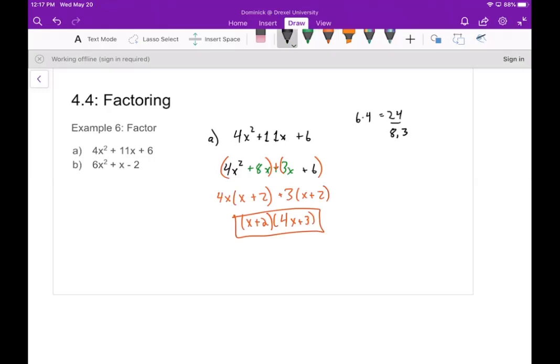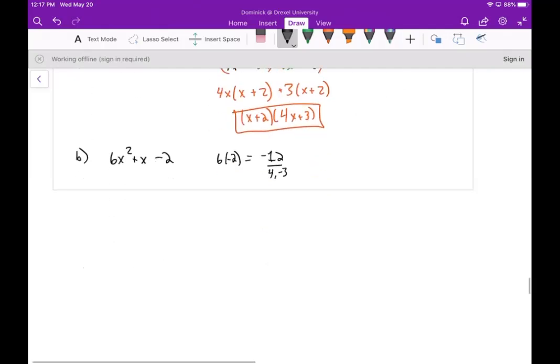Okay, and then finally, part B, we have a 6x squared plus x minus 2. So my 6 times negative 2 will give me a negative 12, and to add to a positive 1, I want 4 and negative 3. So I'm going to get 6x squared plus 4x minus 3x minus 2. So factor by grouping.